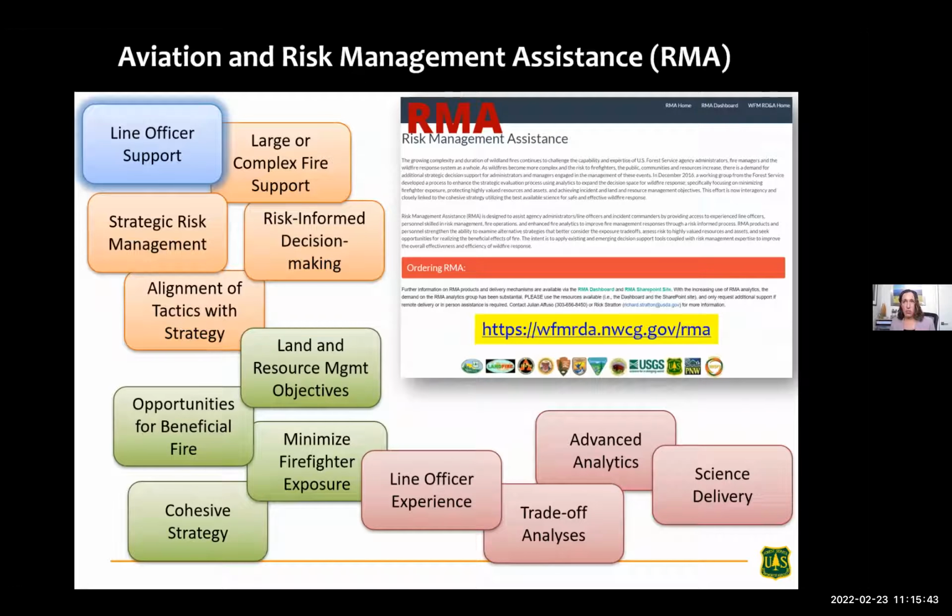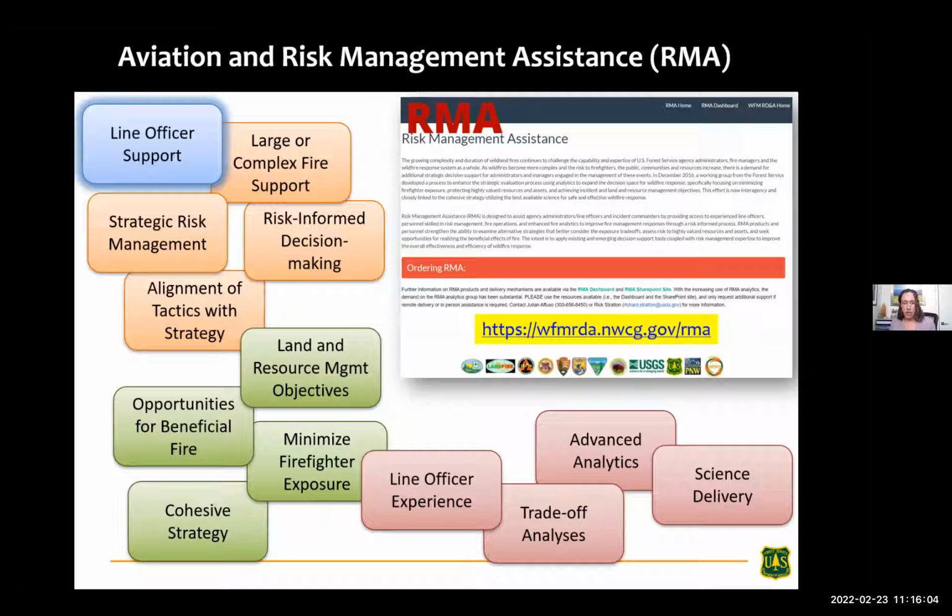So the Aviation Use Summary became an integral part of risk management assistance, and others have presented and talked extensively about risk management assistance. And many on this call probably are familiar with this. If you're not, go to this website here. I have it also on the final slide, and I think someone will drop it in the chat for you.